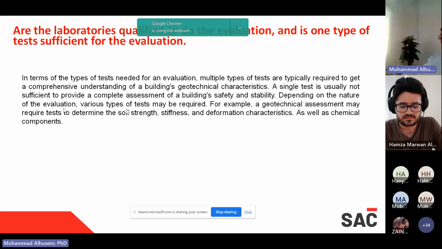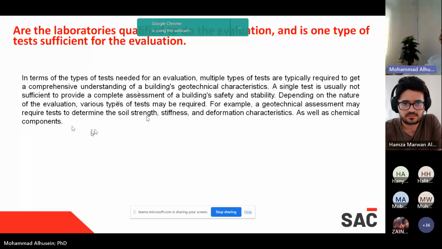In terms of the type of test needed for an evaluation, multiple types of tests are typically required to get a comprehensive picture of the building's geotechnical characteristics. For example, going to a site where you have a problem, it's not enough to do a borehole and rely on what you get from it. You have to go there, make a visual inspection, and take notes, recording all the defects, and try to understand from the original soil report what the recommendation was. Then he will decide whether to do routine and non-routine tests.